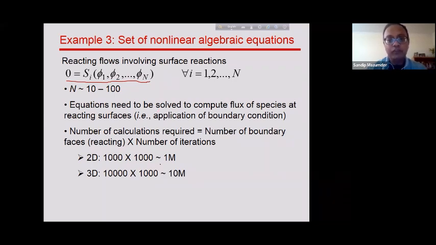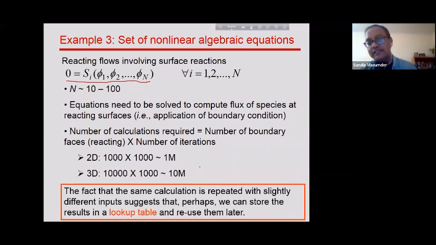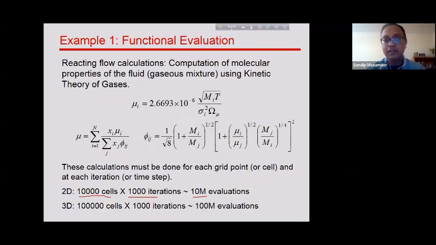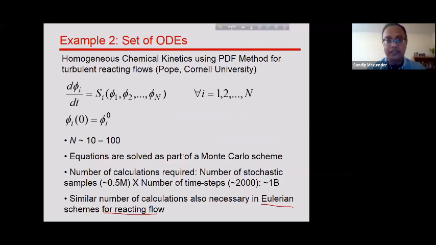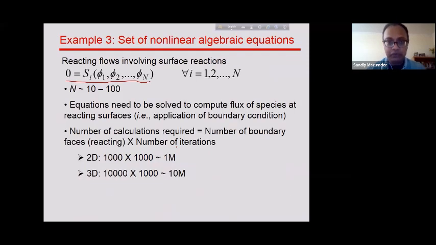So the fact is that we are doing the same calculation within a larger calculation with minor changes in the inputs. For example, if I go back here, maybe the temperature changes a little bit from one cell to another, and you are having to recompute the viscosity. Similarly here, maybe the reaction rates change slightly, and you're having to recompute, okay?